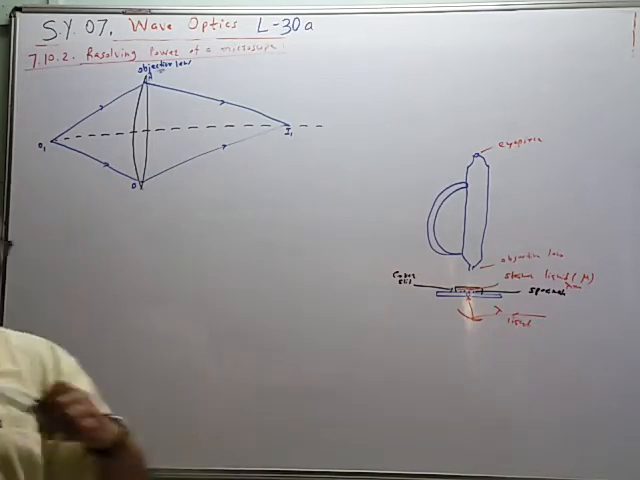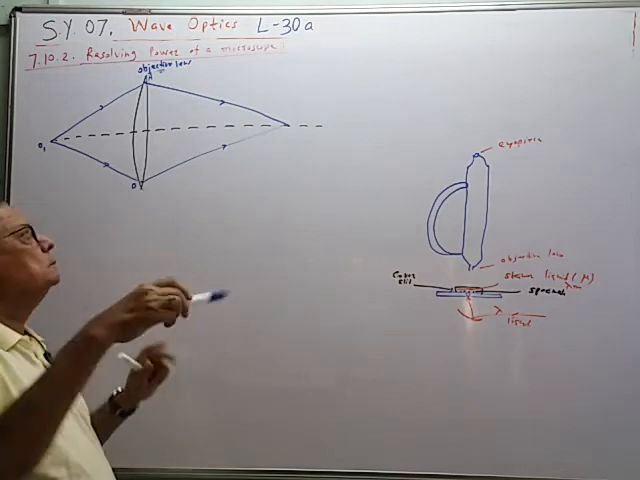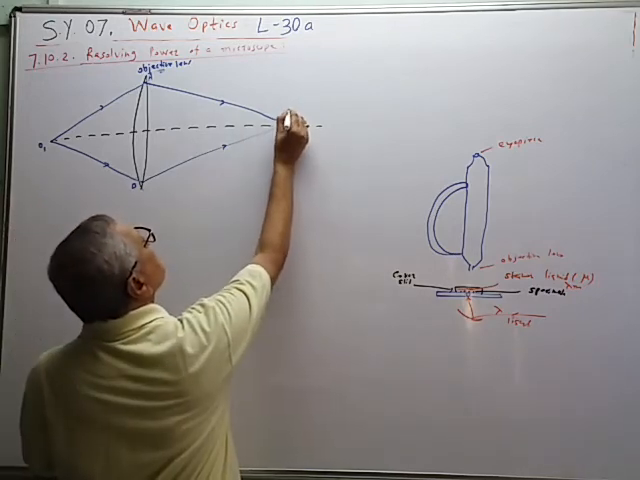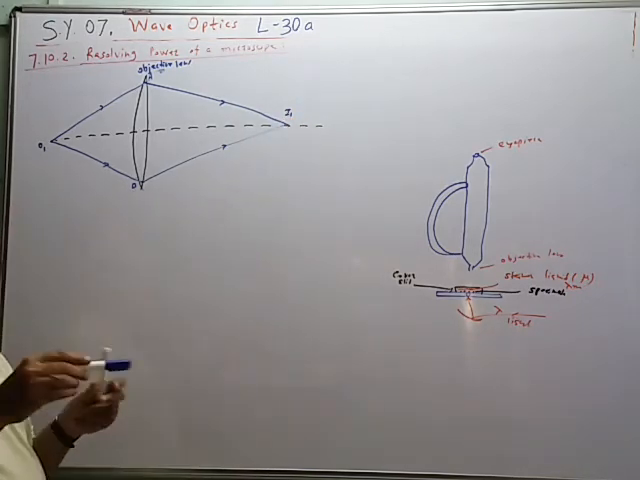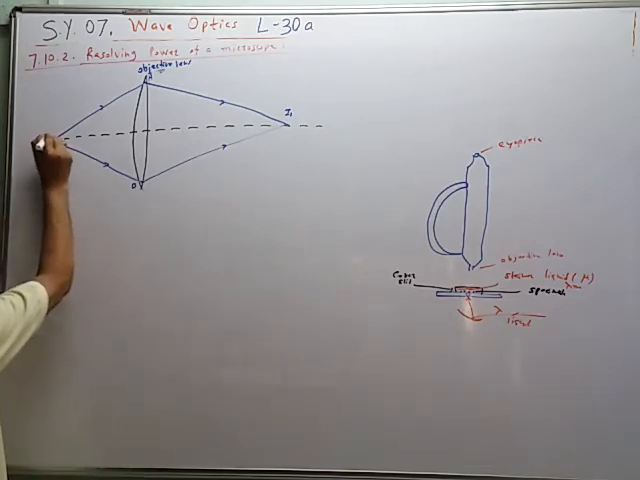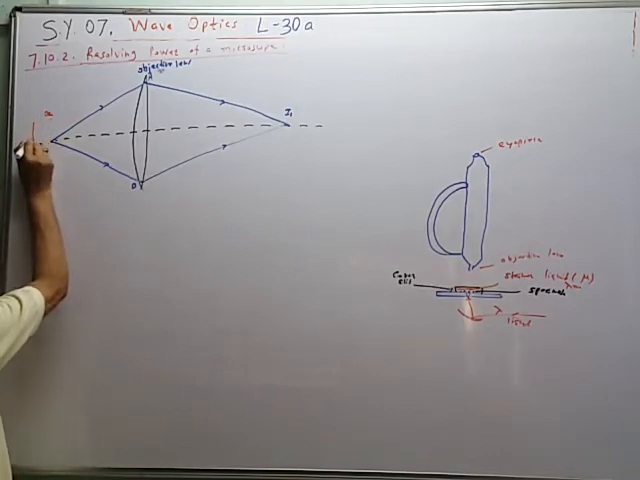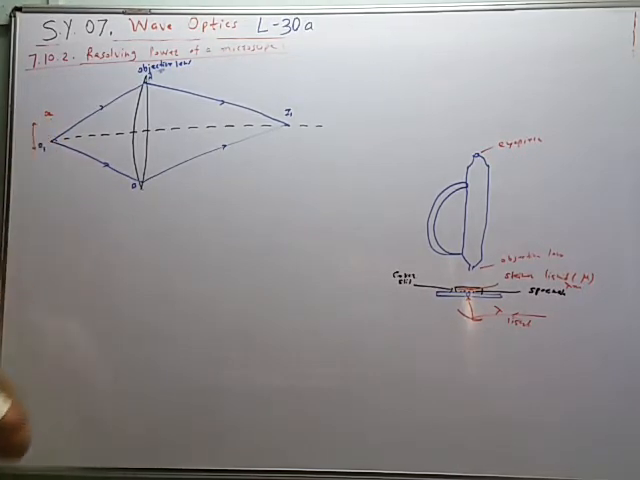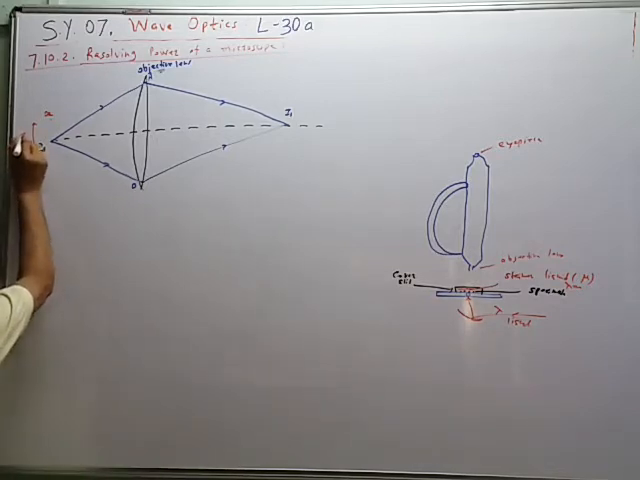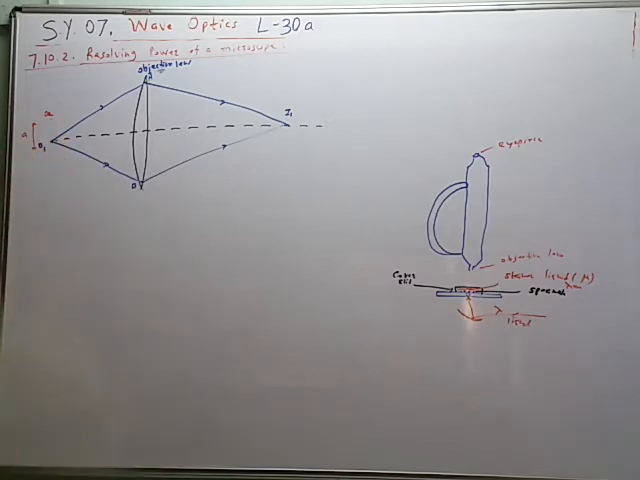Now another object O2 is kept at a short distance here. They are in the same plane. So the distance between the two objects O1 and O2 is denoted by, say, a. So now we have to form the image of O2.